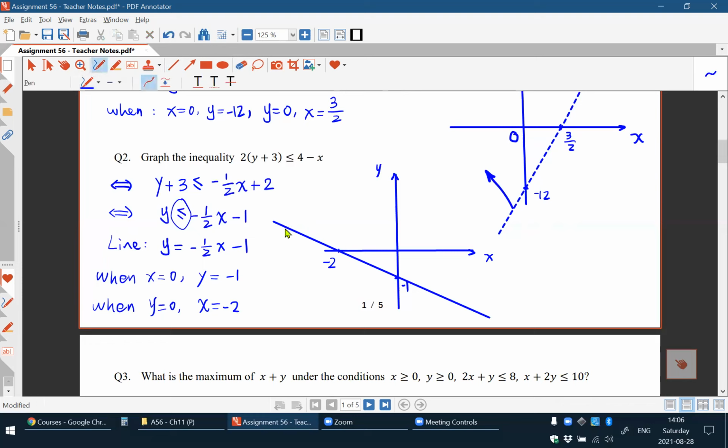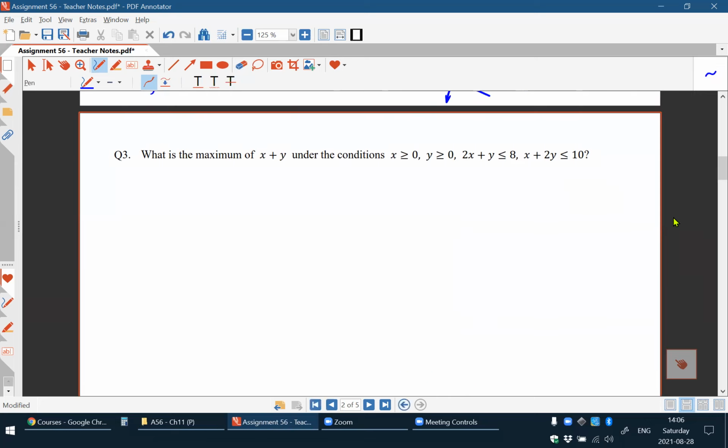Okay, and the corresponding region is, because it says y is equal to or less than, the region under this line, right? Okay, any questions? All right, let's see question 3.